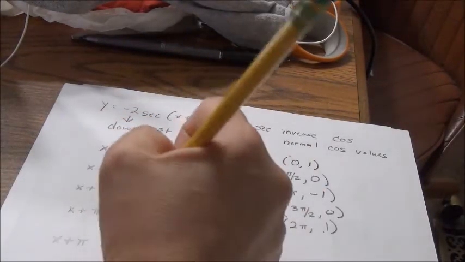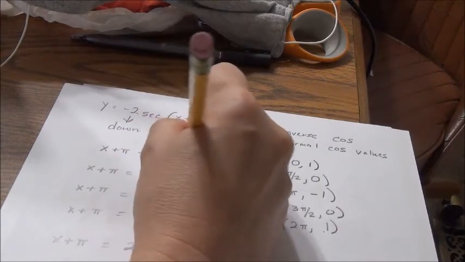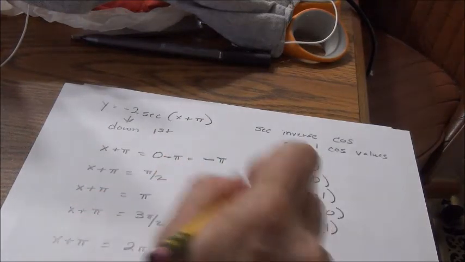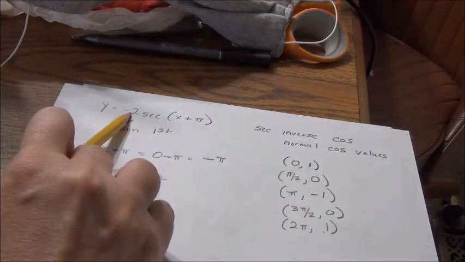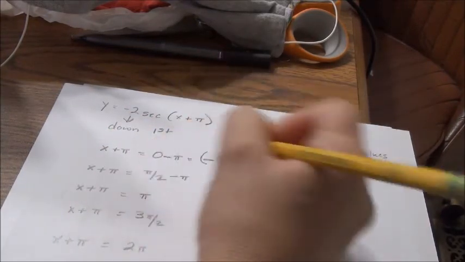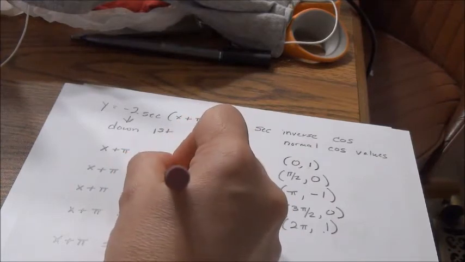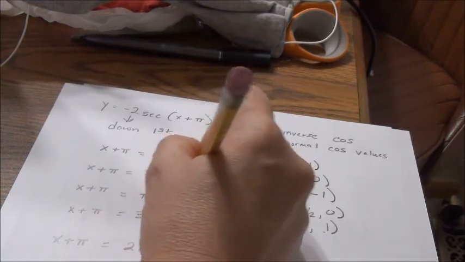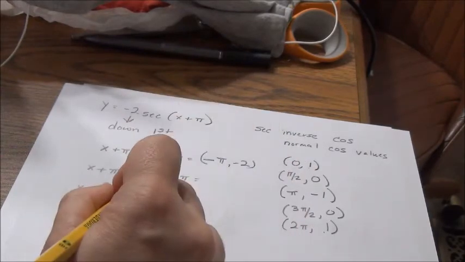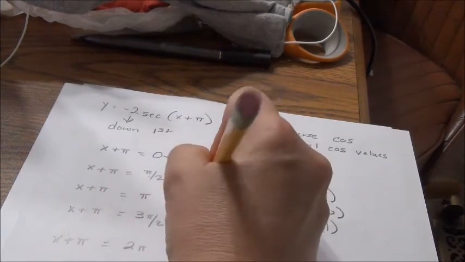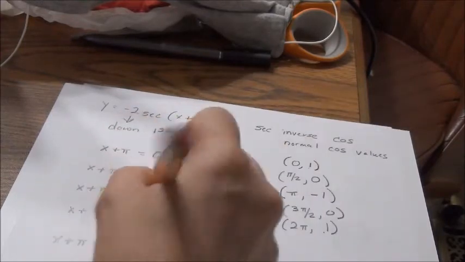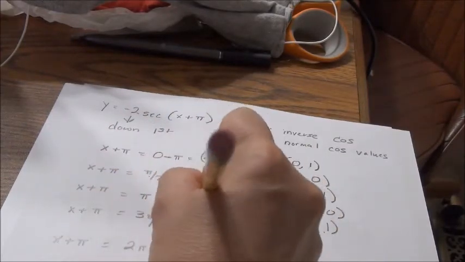So here I'm going to subtract pi from each of these. So 0 minus pi would be at -pi. So -pi, instead of going to 1, is going to go to this amplitude here in front, which is the -2. Going to subtract pi here. If I take pi over 2 and I subtract pi, pi would be 2 pi over 2. Pi over 2 minus 2 pi over 2 would be -pi over 2. That's going to be at the 0. Here, if I subtract pi, pi minus pi is going to be 0.